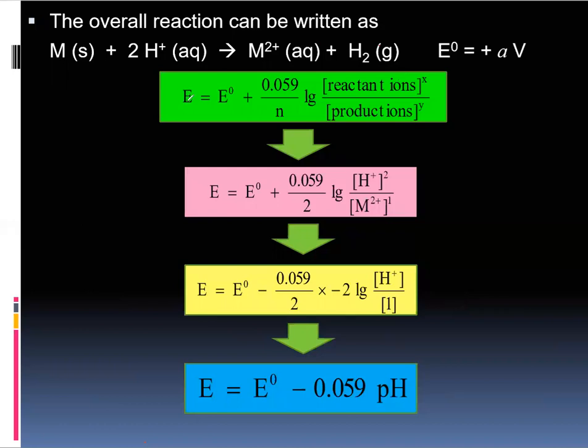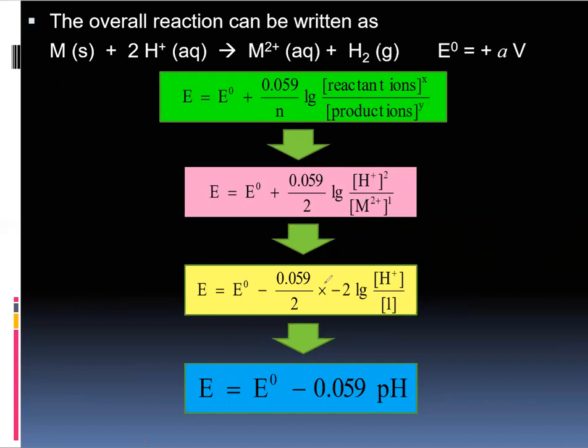So E will be equal to E0 plus our formula as we have always used it. You can see I'm using reactant over product now. That's why I'm putting a positive sign here. So if I input the correct values, the number of electrons transferred will be 2. Our reactant is H+ raised to the power of 2, the number of moles. And our product is our metal raised to the number of moles. The number of moles here is 1.